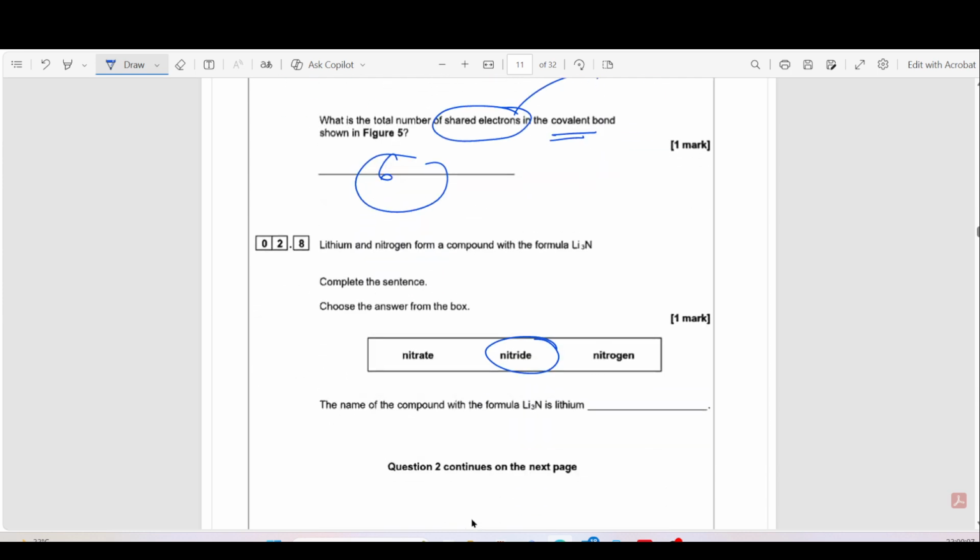And then this is asking to complete the sentence. Lithium and nitrogen form a compound, which is this Li3N, and which is also called lithium nitride.